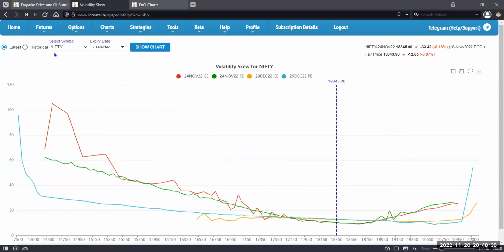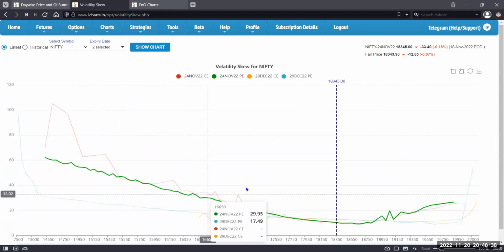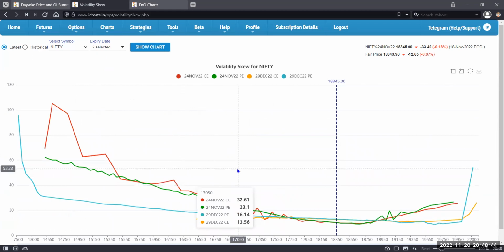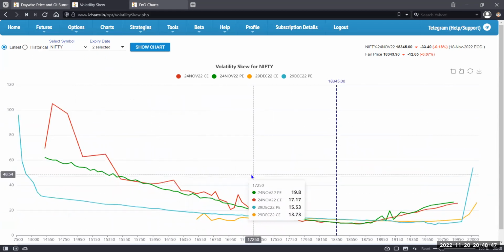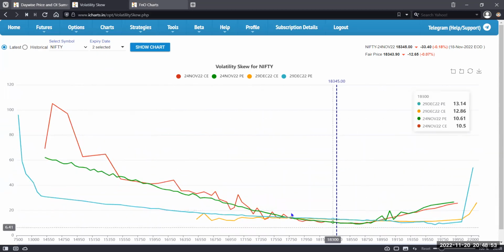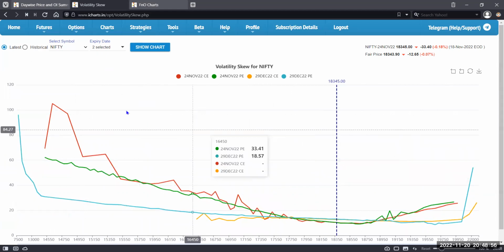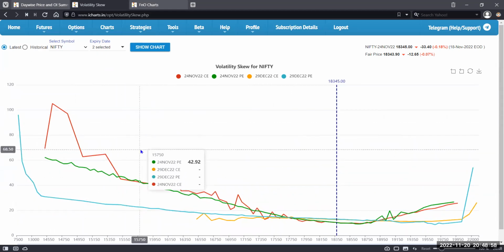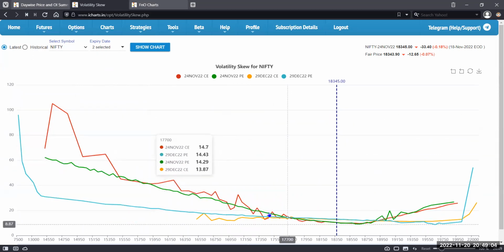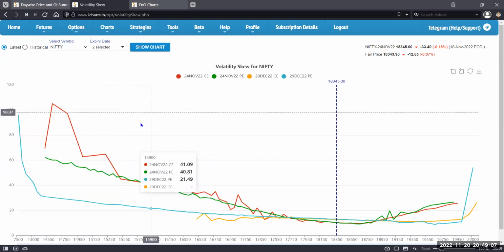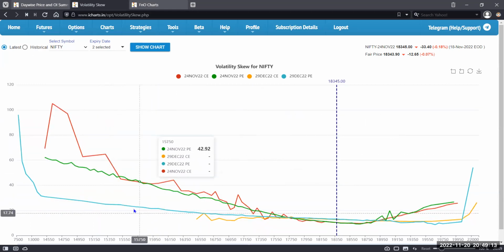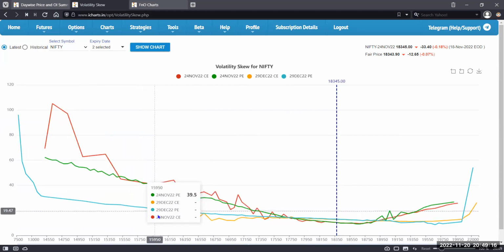You can go back and look at historical data, and you can see that sometimes it becomes really flat this way. And whenever there is an event, like if you go back and look at budget day, you'll see that it'll be like this, from here to here. So it'll be too steep on both sides. So there is a trade there: you can short higher IV options and buy lower IV options, or maybe you can short the current month and buy the next month, same strike price.